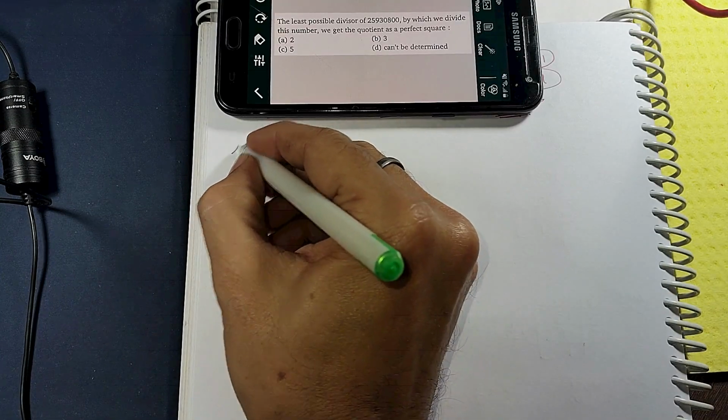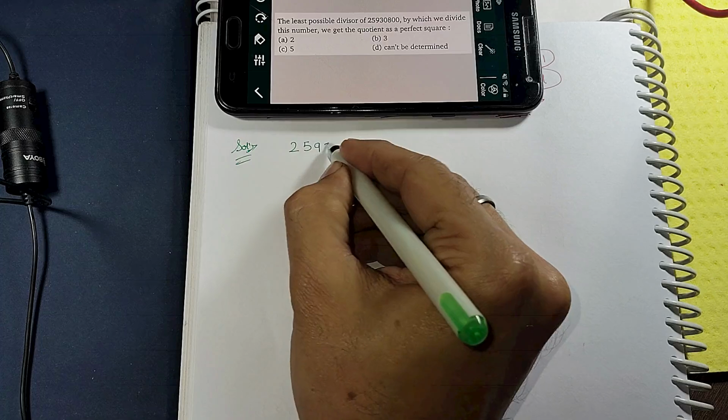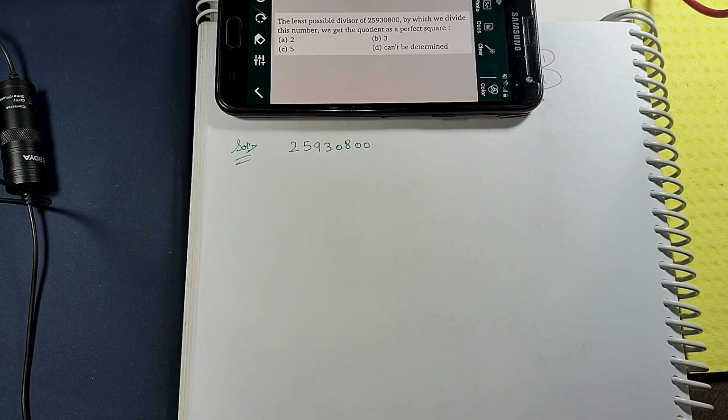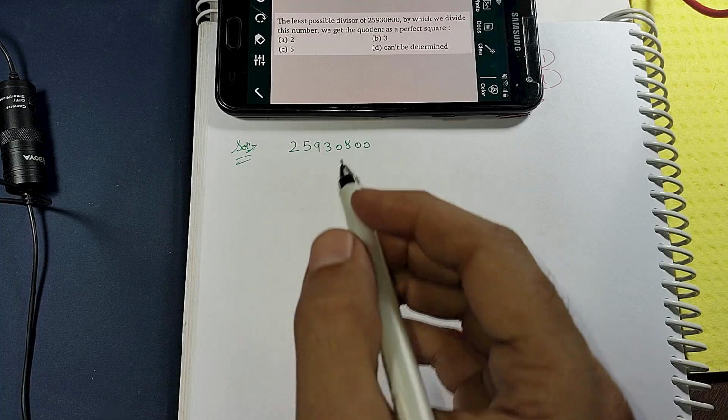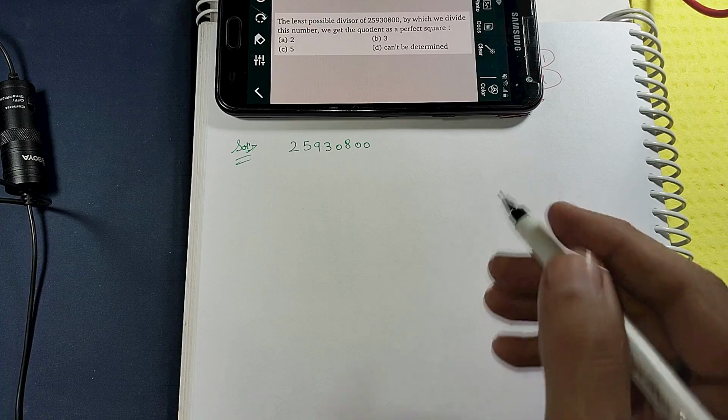The least possible divisor of 25930800 by which we divide this number, we get the quotient as a perfect square. So we need to find the number out of 2, 3, 5, or option D, can't be determined, by which if we divide this number we will get a perfect square. So for this we will prime factorize it.